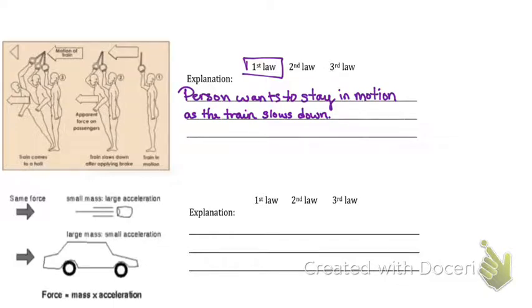But on the left-hand side, it shows that they're applying the same amount of force. So because the same amount of force is being applied, we can get more acceleration out of an object with less mass, and less acceleration out of something with more mass. So that's talking about force, mass, and acceleration and how they're all interrelated. So that's applying Newton's second law.